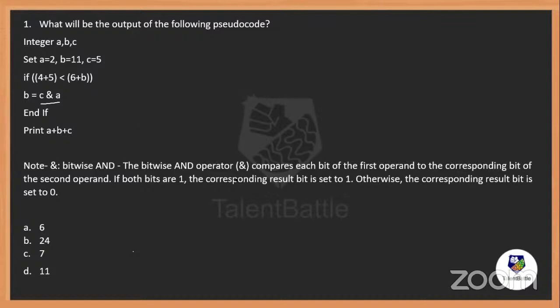Now, if you observe, the value for A is given to us, that is 2. For B, it is 11. And for C, it is 5. And we are checking the if condition. According to the if condition, the first bracket is 4 plus 5. So that will be 9, which is less than 6 plus B. So B value is 11. So 11 and 6, that will be 17. It means my condition is true. So if the condition is true, we have to execute this statement.